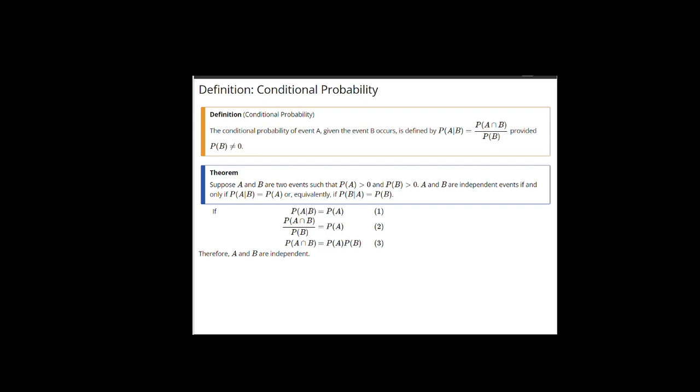Notice that in passing from lines 1, 2, and 3, all I did was multiply by P of B on both sides of an equation. I can just as easily begin with line 3 and divide by P of B on both sides, working backwards to line 1, which shows that independence is exactly equivalent to the statement P of A given B equals P of A.